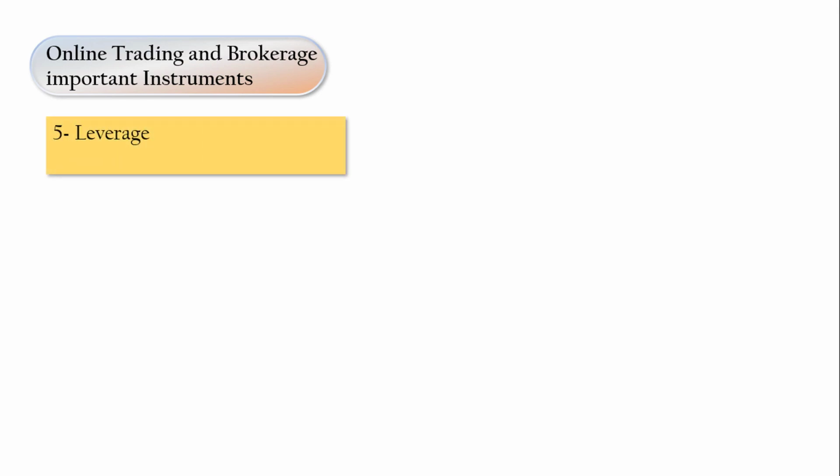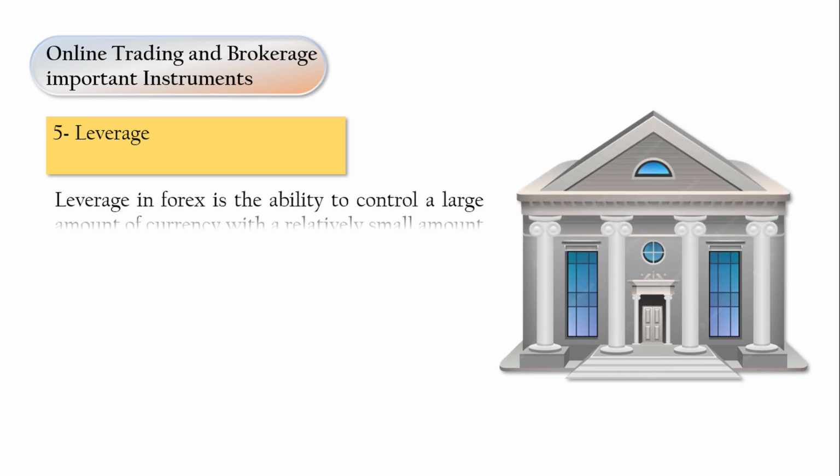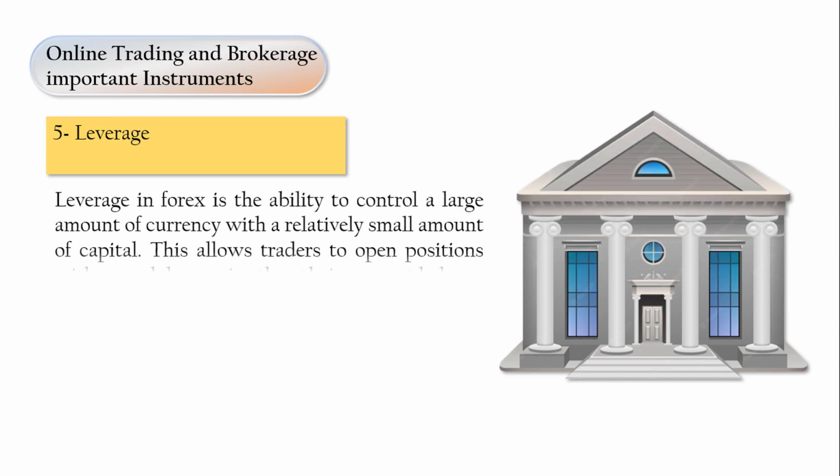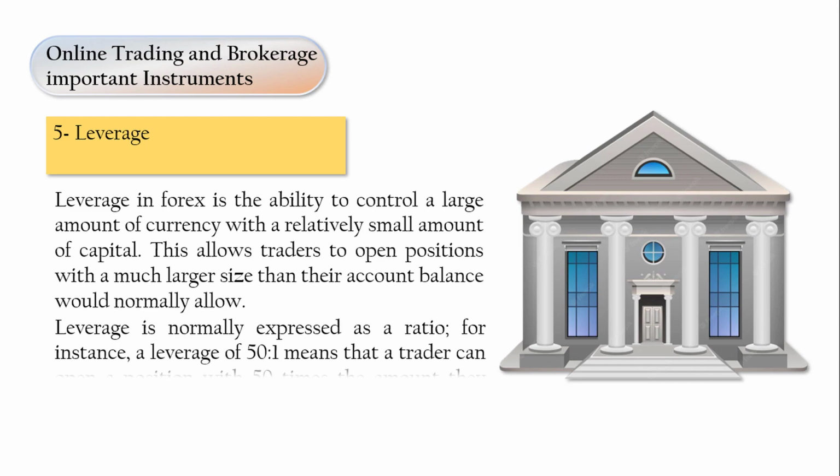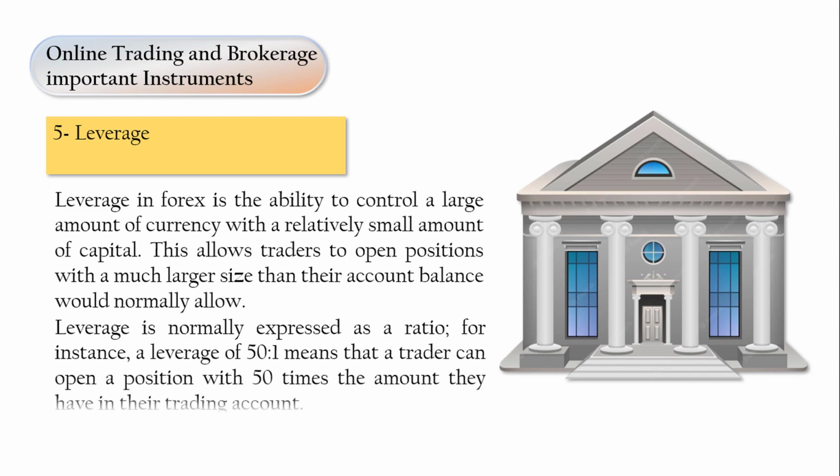5th, leverage. Leverage in Forex is the ability to control a large amount of currency with a relatively small amount of capital. This allows traders to open positions with much larger size than their account balance would normally allow. Leverage is normally expressed as a ratio. For instance, a leverage of 50 to 1 means that a trader can open a position with 50 times the amount they have in their trading account.